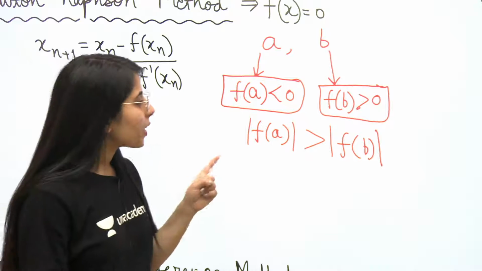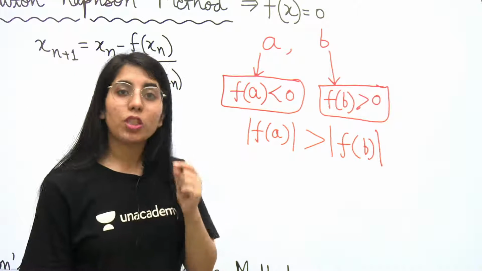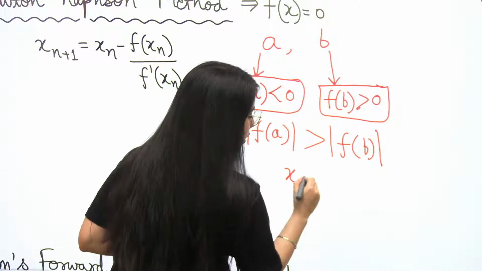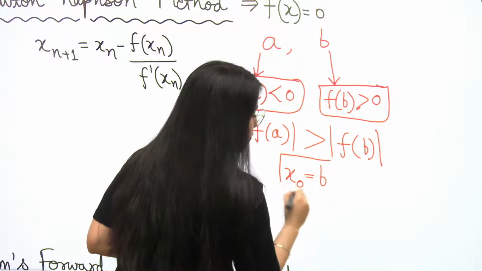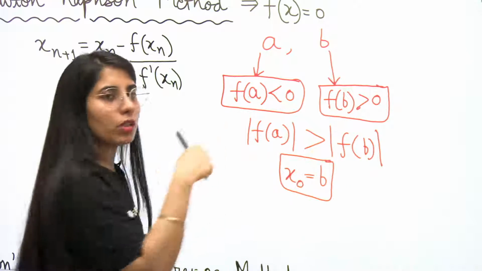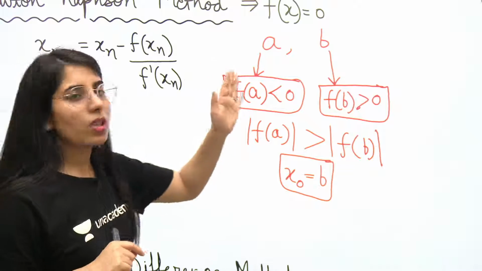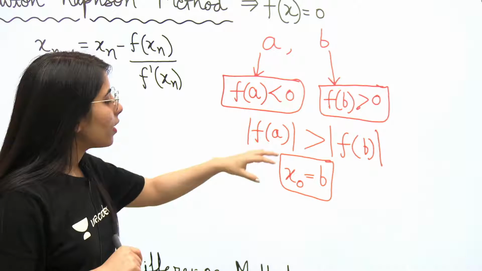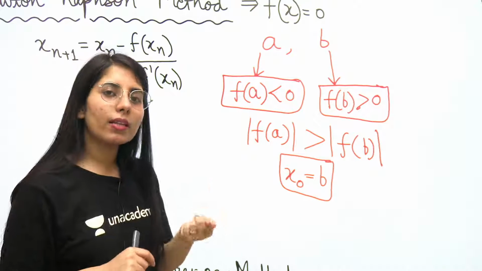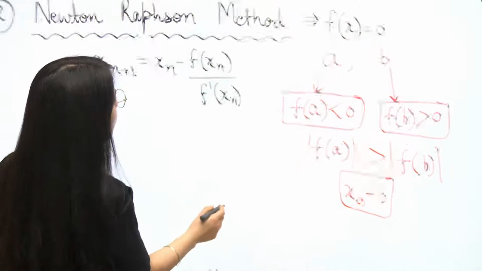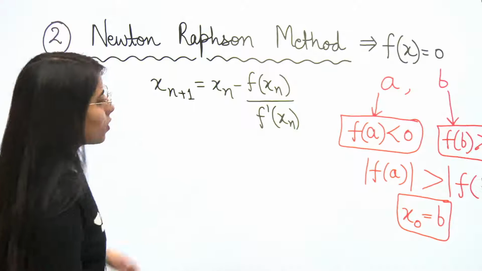Clear? So our initial guess value will be B, which means x naught is equal to B. Whose magnitude is smaller, that point you will take as the initial guess value. While both were initial guess values you could have taken, this is a way you can select the initial guess value. Once you have selected that, what do you need to do now? You will have to consider this formula.